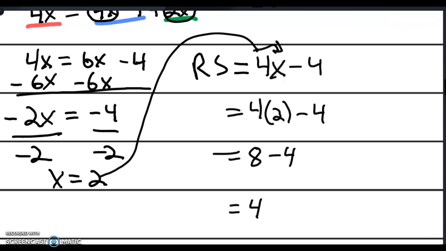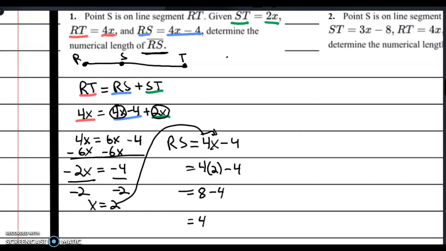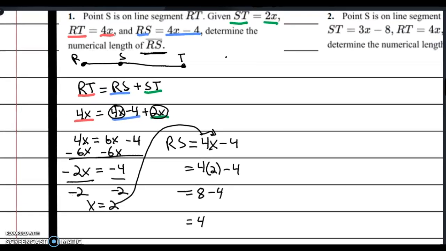Since we're talking about segment lengths, the answer is always going to be positive. If you ever get a final answer that's negative, you've done something wrong, so go back and look. All right, that's our first problem. Now I'm going to zoom in and do number 2.